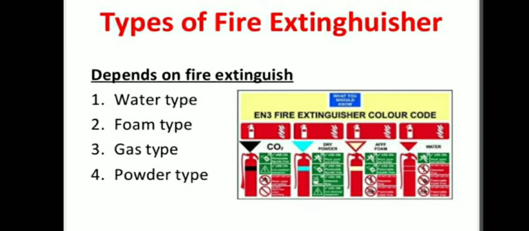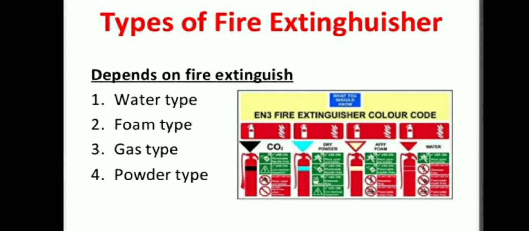Number 4, powder type. Powder type is a DCP powder, like dry chemical powder. It is generally used for metallic fires. Understand? It also makes a powder type like a sheet. It makes a complete powder sheet on top of the metallic fires.